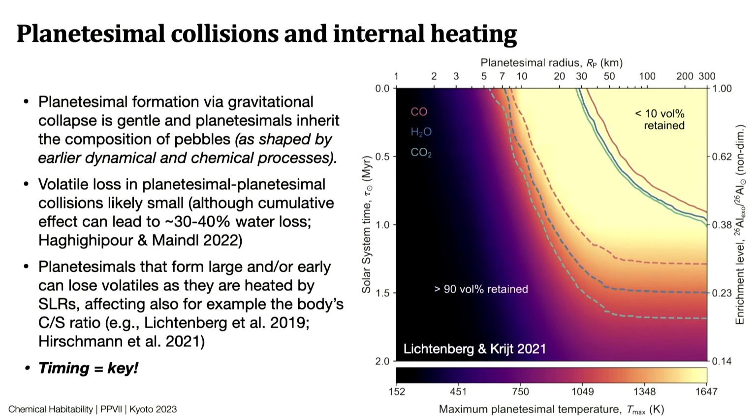Moving on, once your planetesimals form, we think they inherit the composition of the pebbles locally because gravitational collapse is fairly gentle. Volatile loss in collisions is probably small, but large planetesimals that form early, Tim talked about it, are expected to devolatilize and degas and lose other volatiles as they are heated by short-lived radionuclides. So knowing where and when your planetesimals form is very important for this step because it controls their thermal evolution.